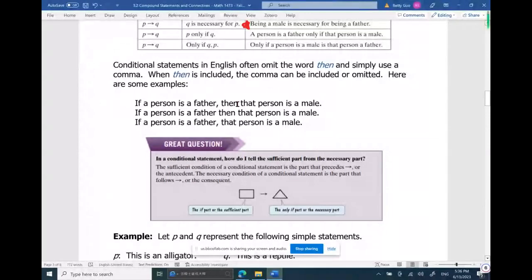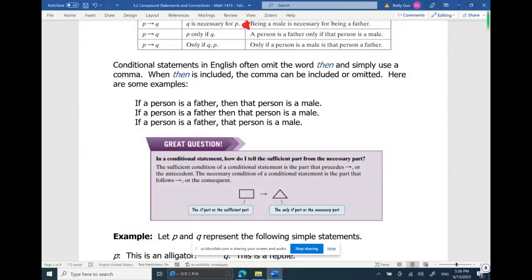Conditional statements in English often omit the word "then" and simply use a comma. When "then" is included, the comma can be included or omitted. Here are some examples. If a person is a father, comma, then that person is a male. That English statement represents a conditional statement, right? Or we can omit the comma, and the sentence still represents a conditional statement. If a person is a father, then that person is a male.